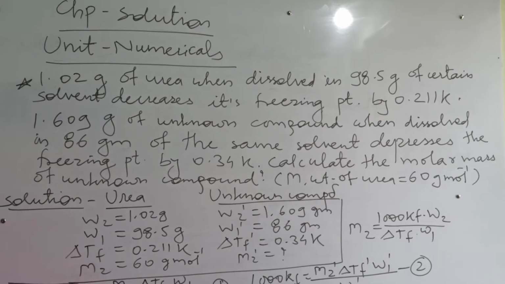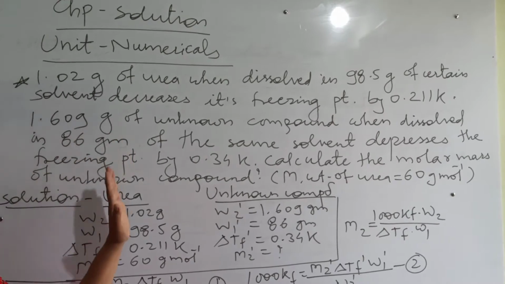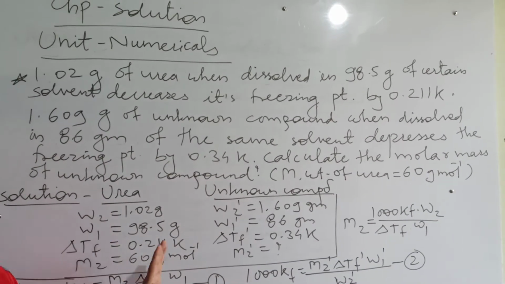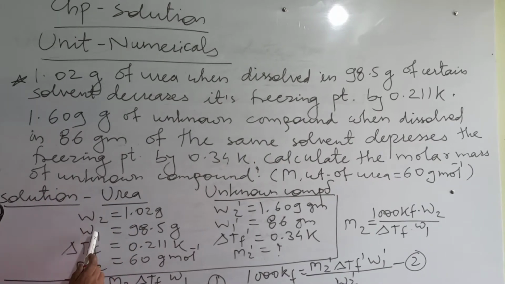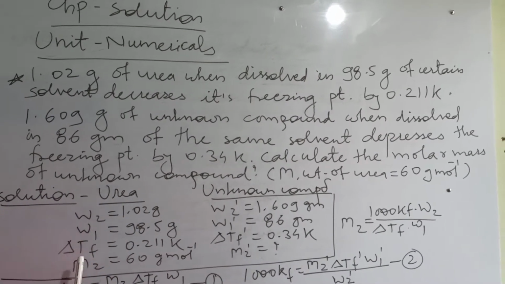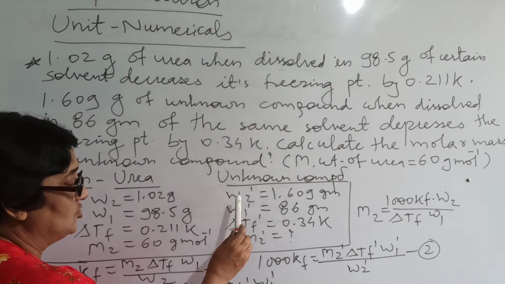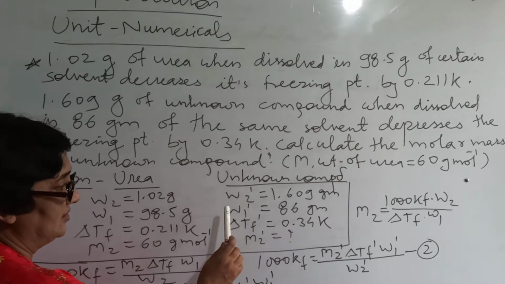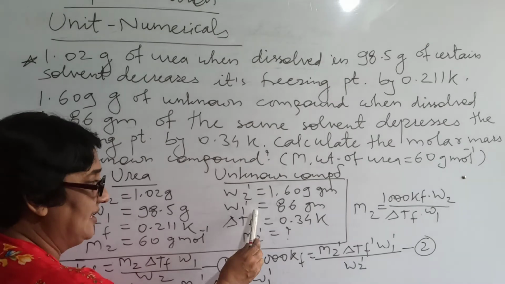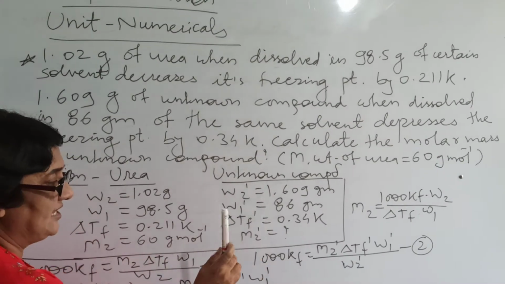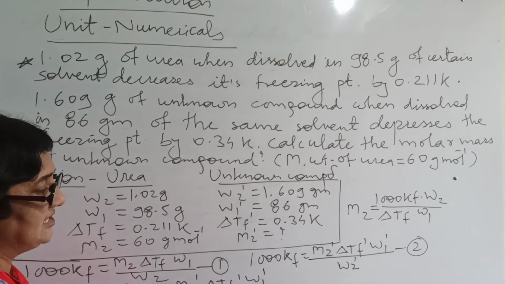Now you know very well that the first job when solving a numerical is to write down the given data. Here what is the given data? Urea's weight is given, solvent's weight is given, delta Tf is given and molecular weight is given. Again the unknown compound's weight is given, so write down W2 dash. The weight of the solvent is given, W1 dash. Delta Tf dash is given and M2 dash, the molar mass of the solute, is asked.